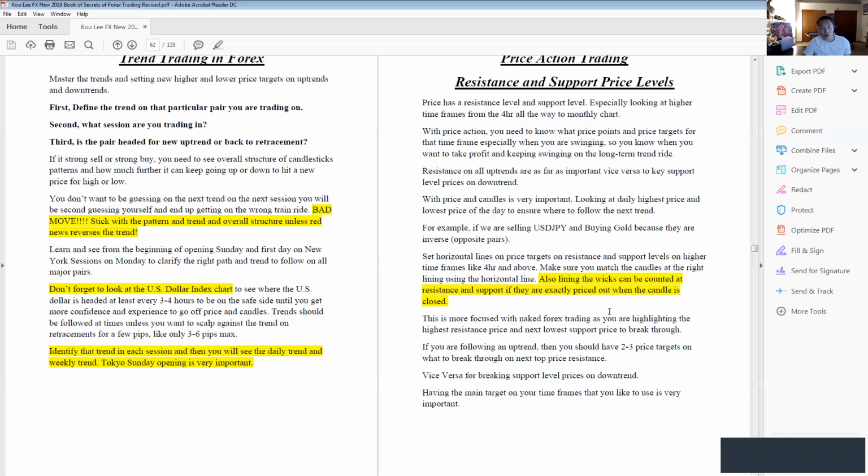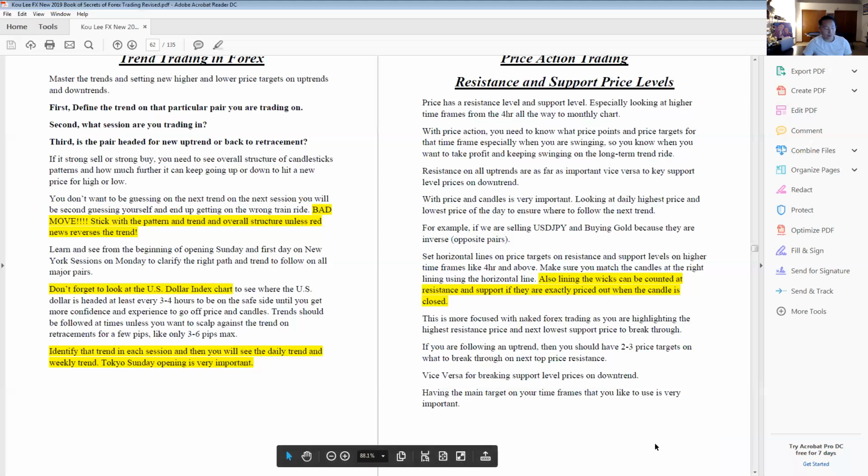If you're following an uptrend, then you need to have your price targets for the next resistance, or at least three top resistance prices if you're following an uptrend. And I would recommend looking at the 4-hour, daily, and weekly, and even the monthly. Because if it goes that far up, and I can talk about this, especially looking at higher time frames from the 4-hour all the way to the monthly chart.